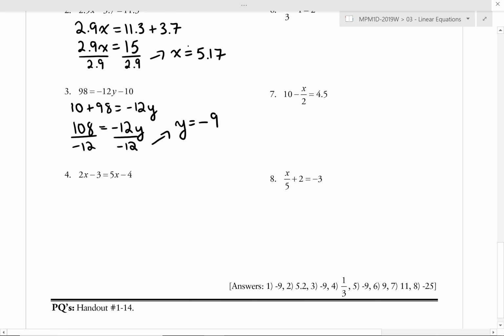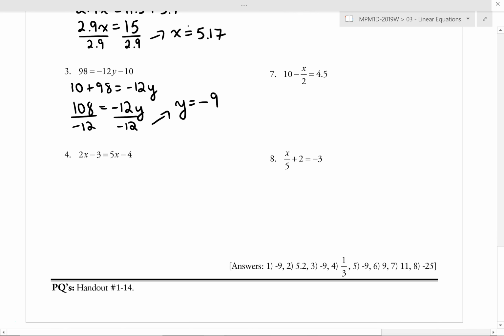Number 4. So this time we have x's on both sides and constants on both sides. So let's move our x's to the left, minus 5x plus 2x, and our constants to the right. So this minus 3, let's pull that over to the right side. So we have minus 4 plus 3. Now we can collect like terms. That's the goal: for these, you want to move things to the right place so that you can collect like terms. So now we'll have minus 3x equals negative 1.